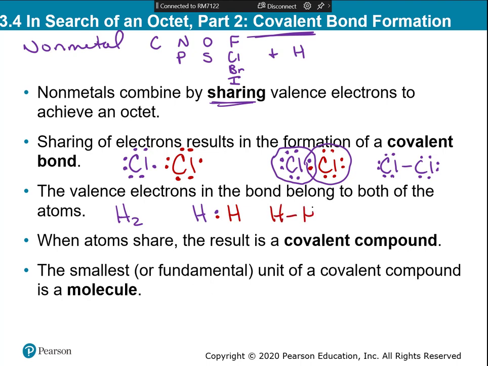Hydrogen only ever forms a single bond. Same thing with fluorine, chlorine, bromine, and iodine. They're all in group 7, so they're only ever going to form a single bond to make 8. So they'll only ever have a single dash.